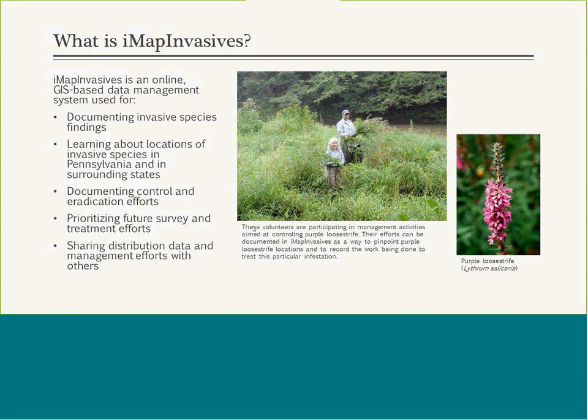Again, this is an effort that could be documented in IMAP. You would know specifically where the purple loosestrife is. You would know the area that's being treated. You would know the date. You would know the organization. That's all information that can be captured.